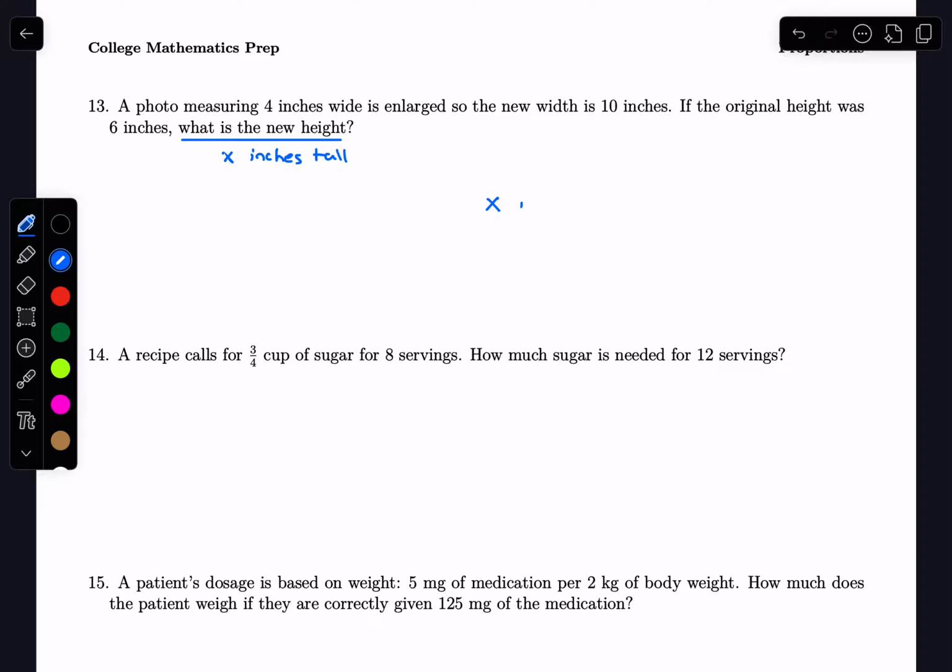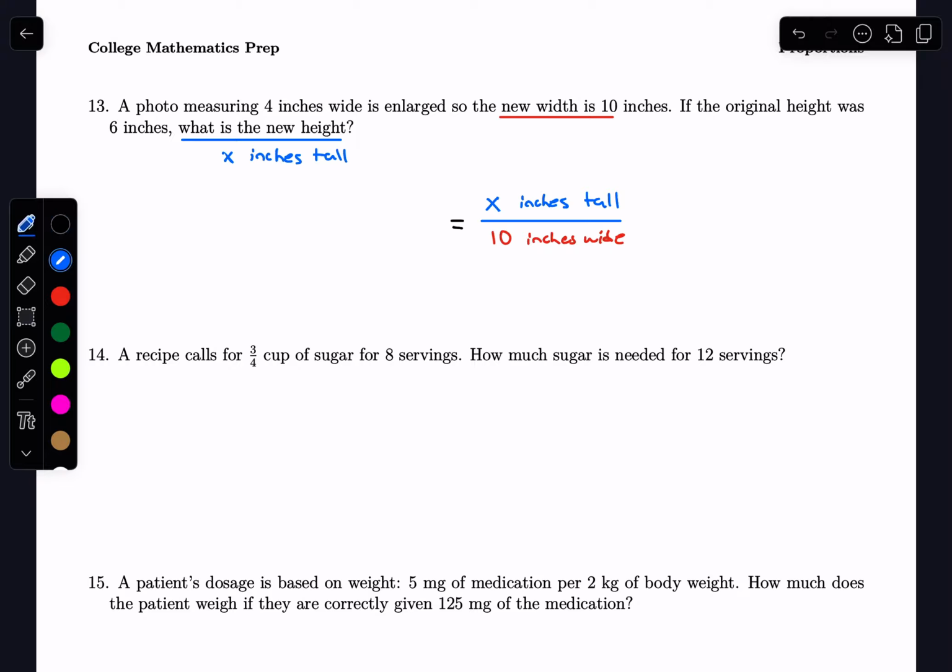So I'm going to write x inches tall on top of one of my fractions. And then we have to compare this to something. So the new height is x inches and the new width is 10 inches. Okay, so I'm going to put new with new in this fraction. X inches tall is going to go over 10 inches wide. Okay, so new width is 10, new height is x. We don't know what it is yet.